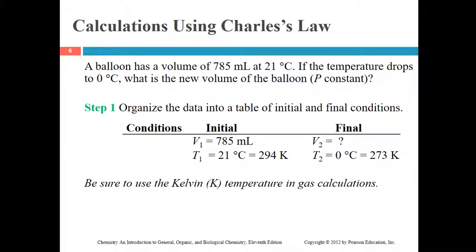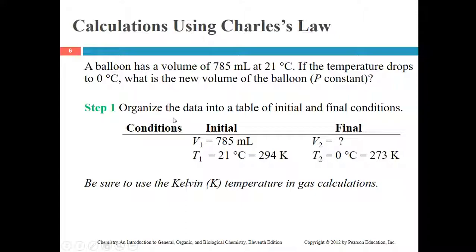First of all, remember, we must use Kelvin. So anytime they give it to us in Celsius, make sure you remember, oh, don't let them trick me, I've got to convert that to Kelvin. So a balloon has a volume of 785 milliliters at 21 degrees Celsius. If the temperature drops to 0 degrees Celsius, what is the new volume of the balloon, assuming pressure is constant?